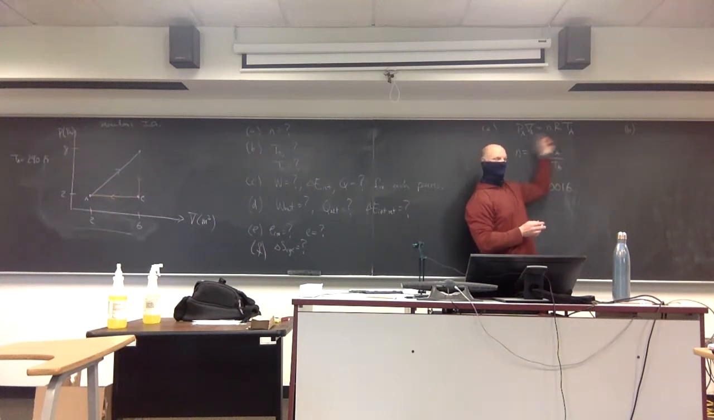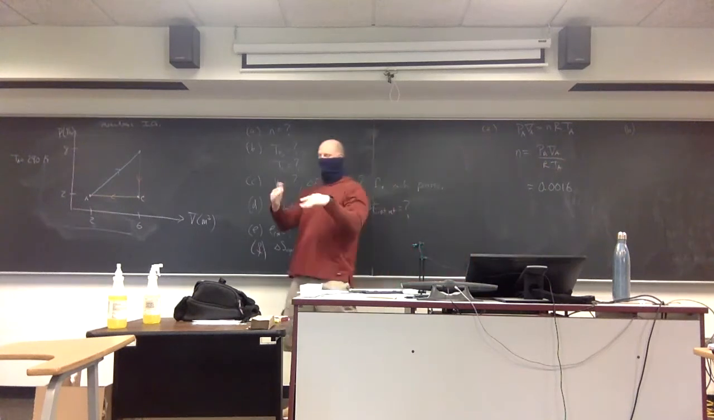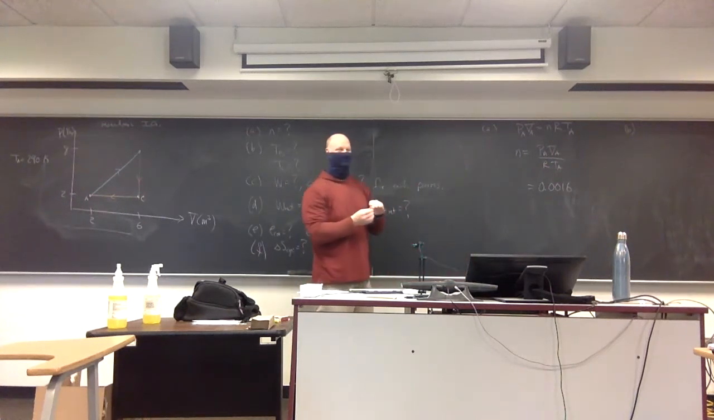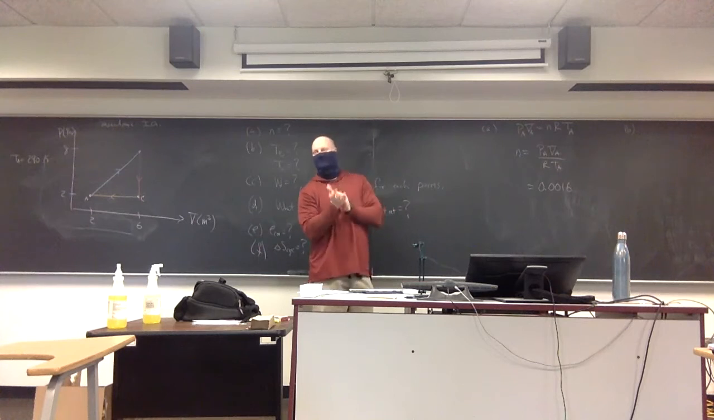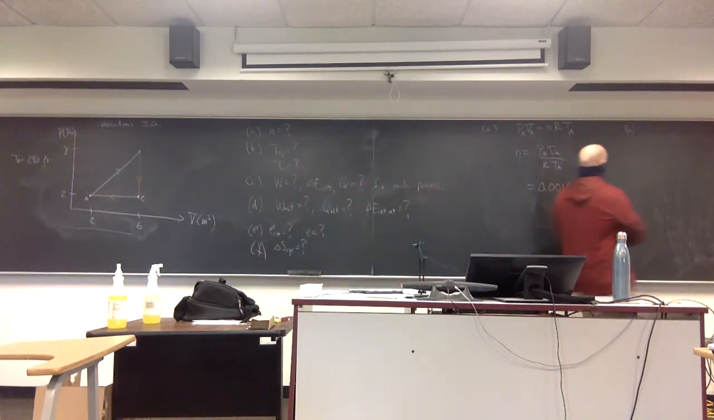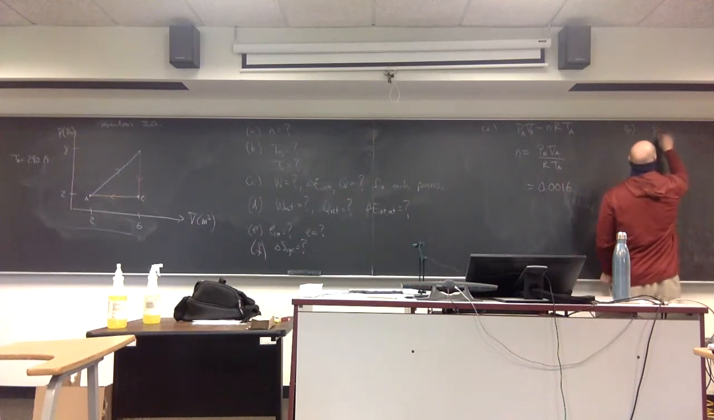So if I take a ratio of those two things, what it is at A and what it is at B, number of moles cancels out, universal gas constant cancels out, and now I just have a ratio between everything. Like it's easy. So let's do that. So here I'm going to take the ratio between what's happening at A and what's happening at B.